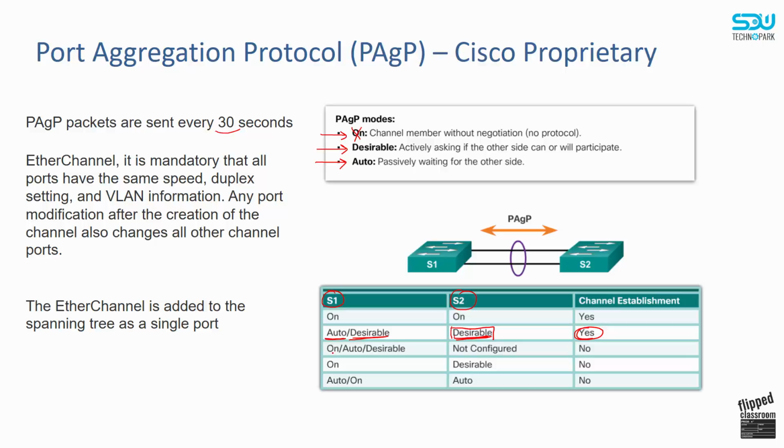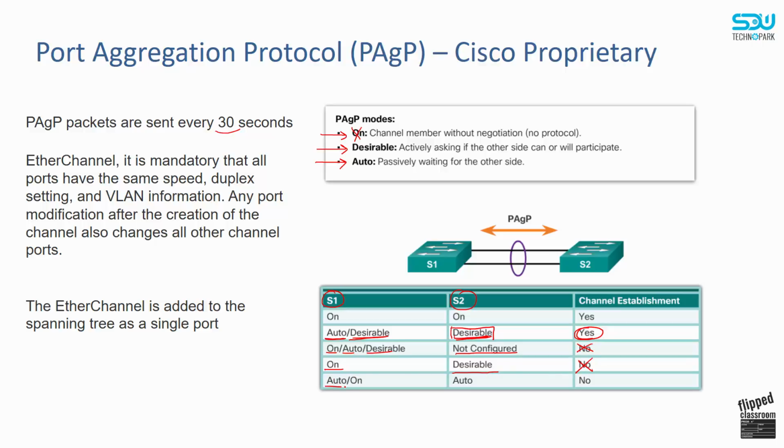If from one side you have on, auto or desirable, but the other side is not configured, then you will not have the EtherChannel. The port status on means that you are not using any EtherChannel negotiation protocol. If from one side you have on, which is a channel member without negotiation, and from the other side you have desirable, then you will have no negotiation. I mean you will not have the EtherChannel.